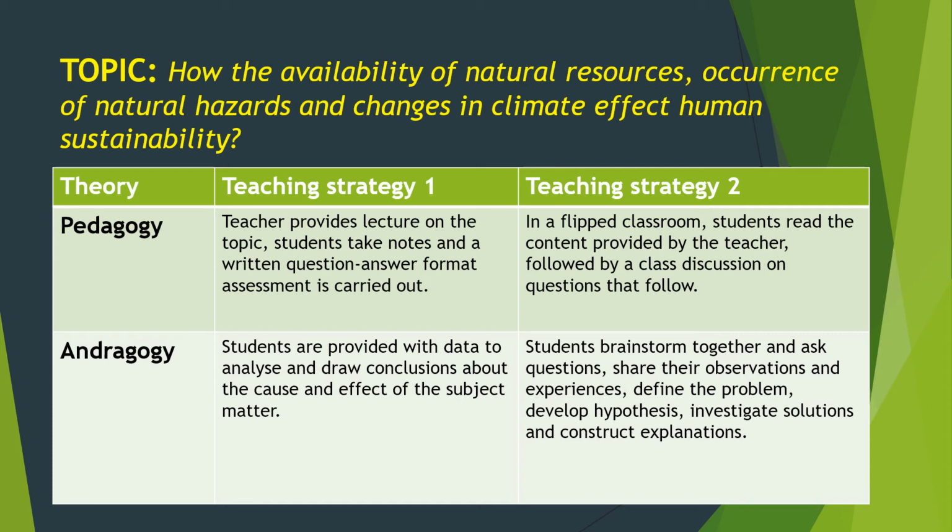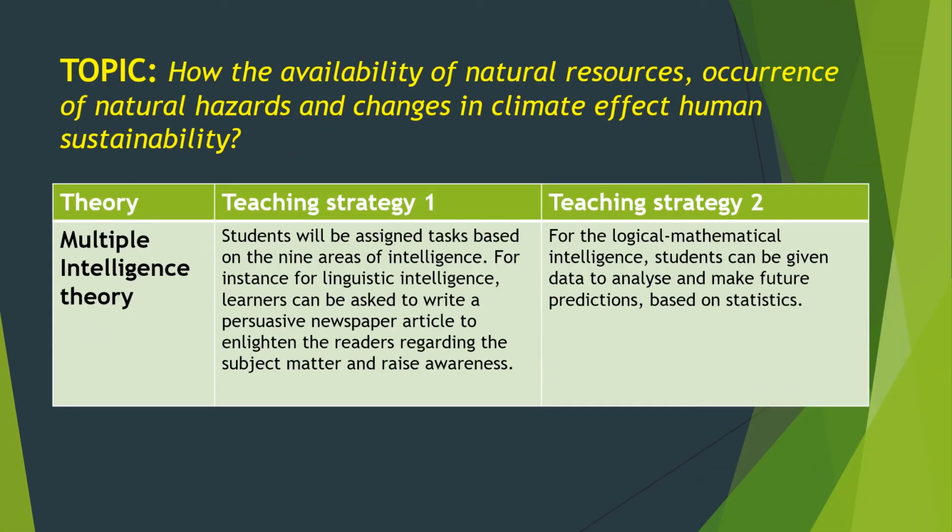Let's see how the other learning models are different. The next learning model, the multiple intelligence theory, can be used in this way. Students will be assigned tasks based on the 9 areas of intelligence. For instance, the linguistically intelligent learners can be asked to write a persuasive newspaper article to enlighten the leaders regarding the subject matter and raise awareness. Accordingly, students of different areas of intelligence can be assigned different tasks.